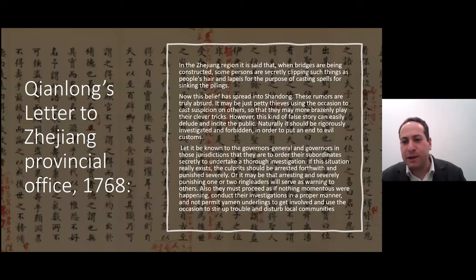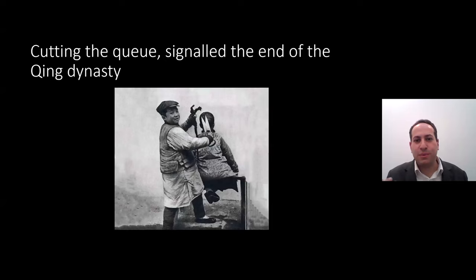But the cutting of queues would eventually lead to the end of the Qing dynasty in 1911, 1912. So this was a really sensitive issue that really begins in the Qianlong reign. And that's, I think, all we have time for today. So I will stop it there.